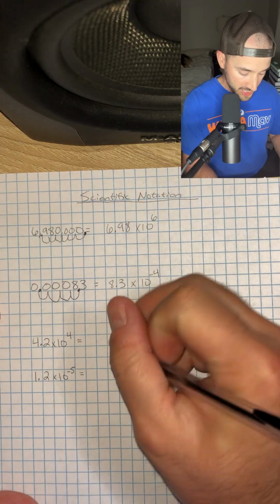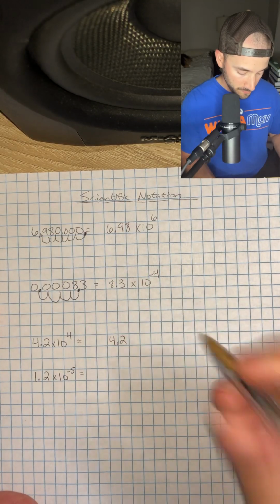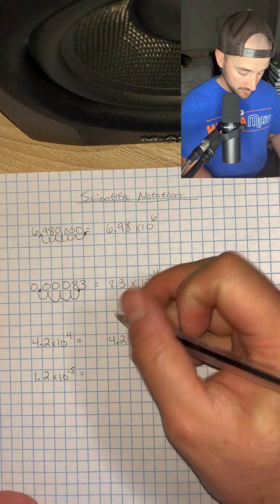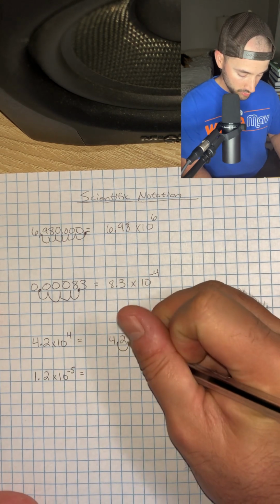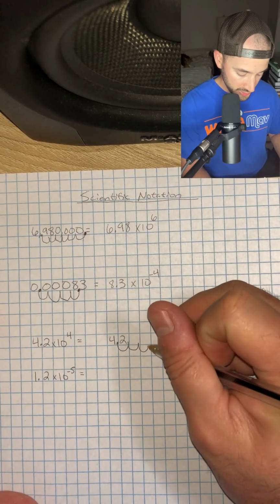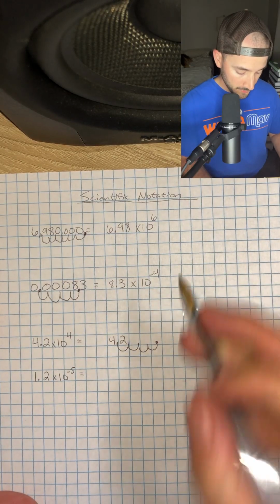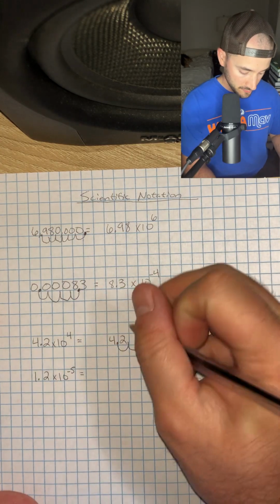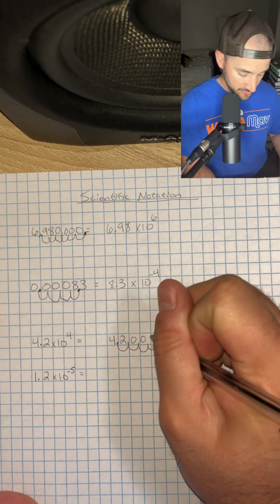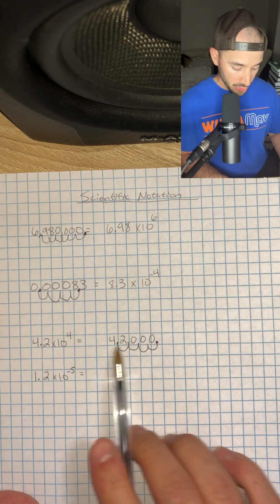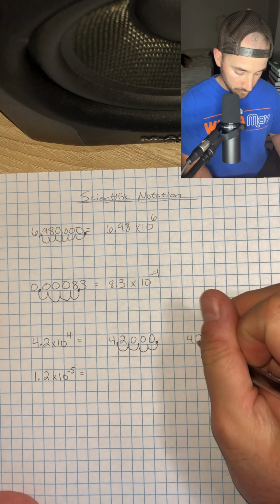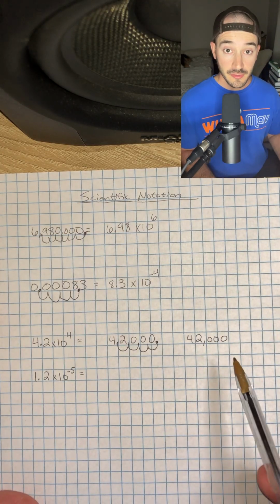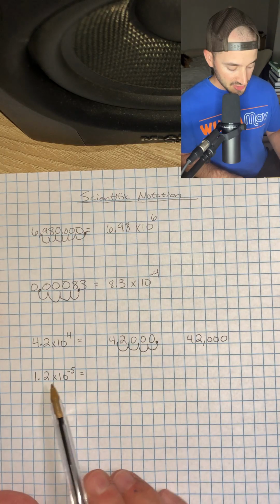So I'm just going to rewrite 4.2, and we're going to move our decimal place 4 places to the right. So we're going to go 1, 2, 3, 4. And each of these empty spaces is going to get a 0. Okay, so we're going to get 0, 0, 0. So our new number is 42,000, and that is all you have to do. Okay, it's just all about moving that decimal. So now let's do another one.